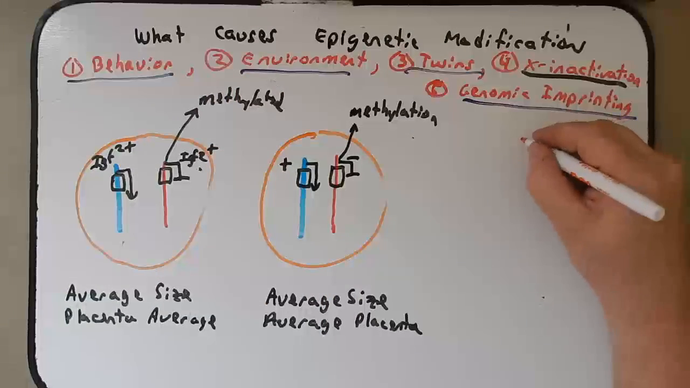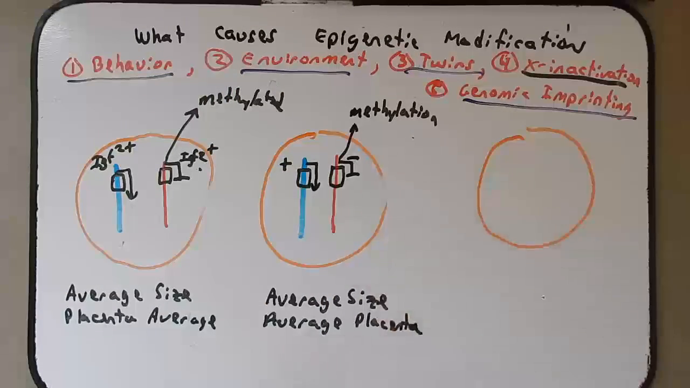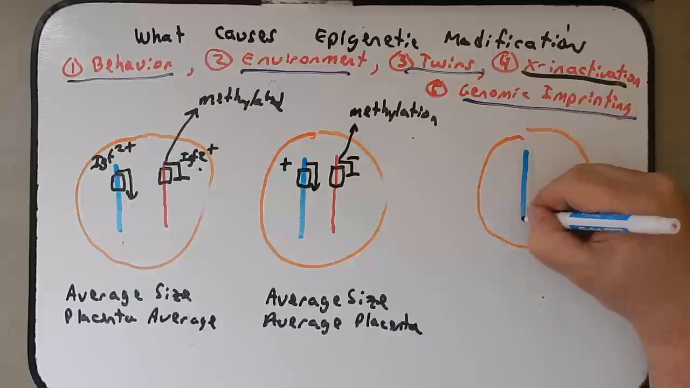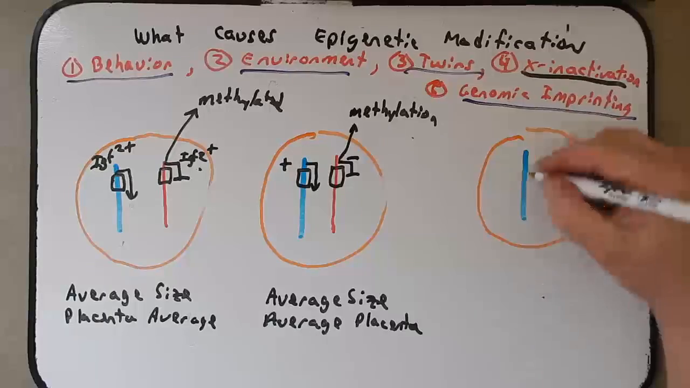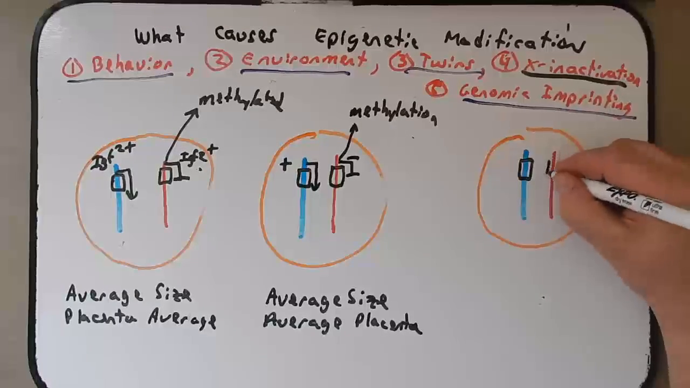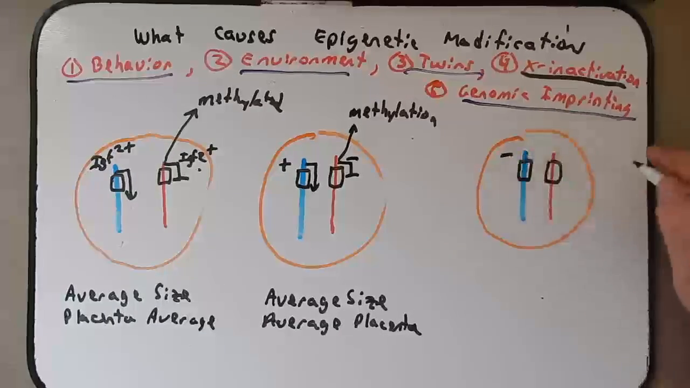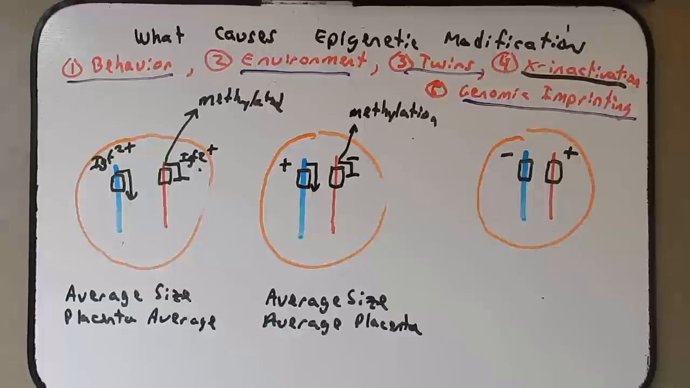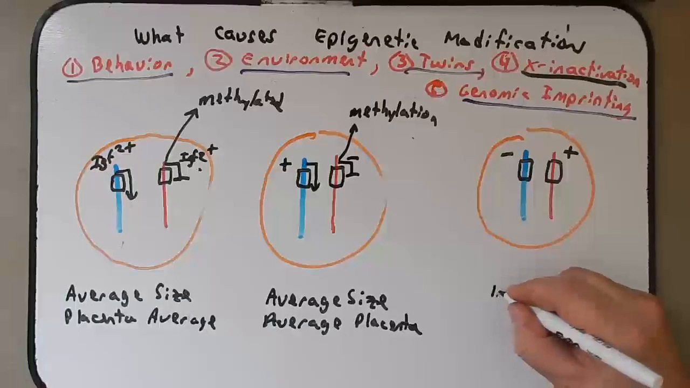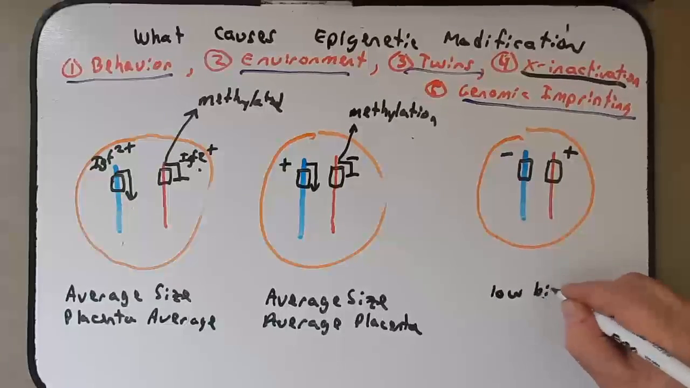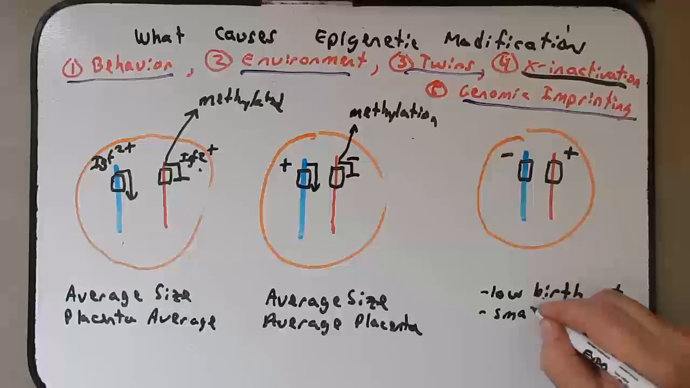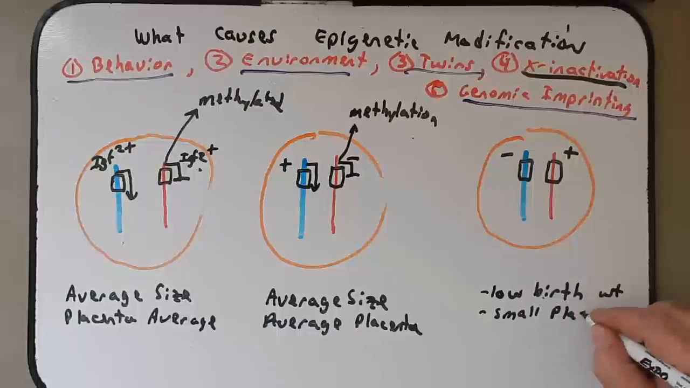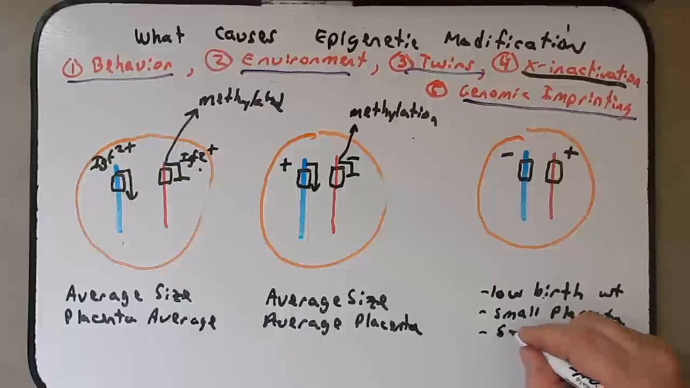Now let's look at this third example here. In this example, we also have a chromosome from dad and a chromosome from mom. They both have the IGF2 gene, but this time the one from dad is mutated and the one from mom is not mutated. However, this results in a low birth weight, a small placenta, and in general, a sicker child.